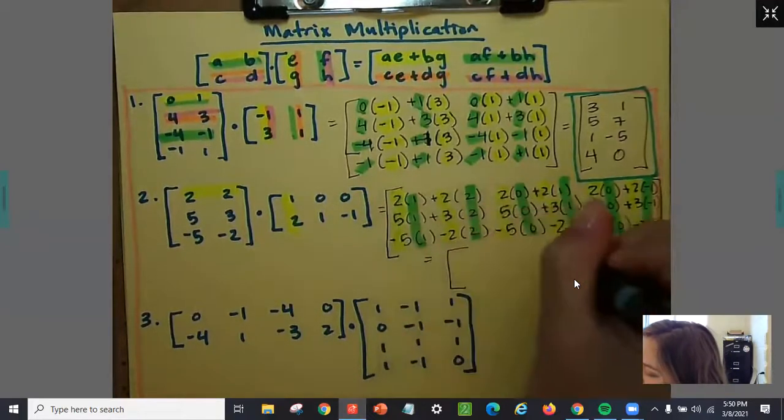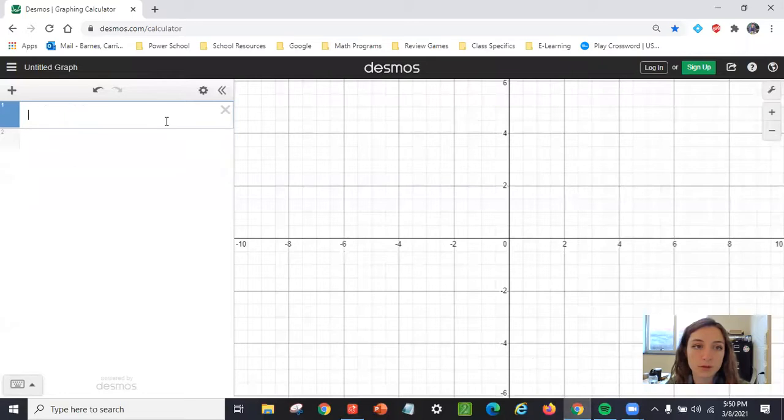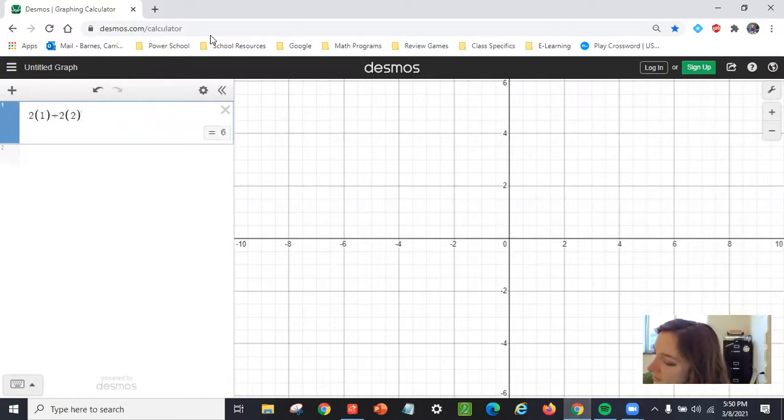This is going to be a 3 by 3 matrix. So let's start with the first one, 2 times 1 plus 2 times 2. That's going to give us 6. I'm going to write that in the first place. Then I'm going to move down, so I'm going to change this to 5 and 3. That's going to give me 11. Then I'm going to change that to -5 and -2. So that's going to give me -9.